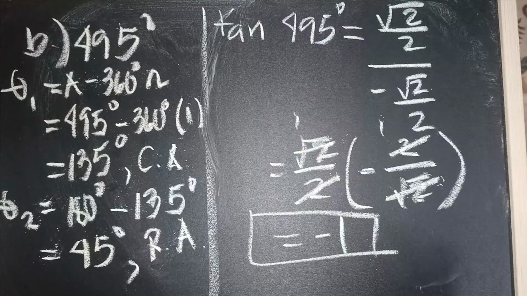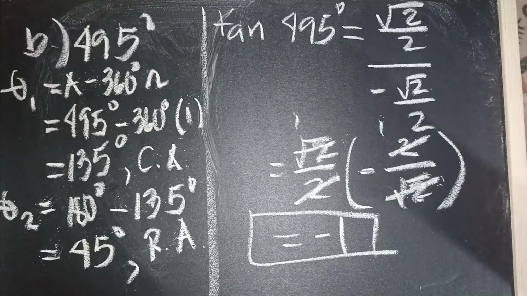So, the value of our sine 495 degrees is square root of 2 over 2. The cosine 495 degrees is negative square root of 2 over 2. And tangent 495 degrees is equal to negative 1.